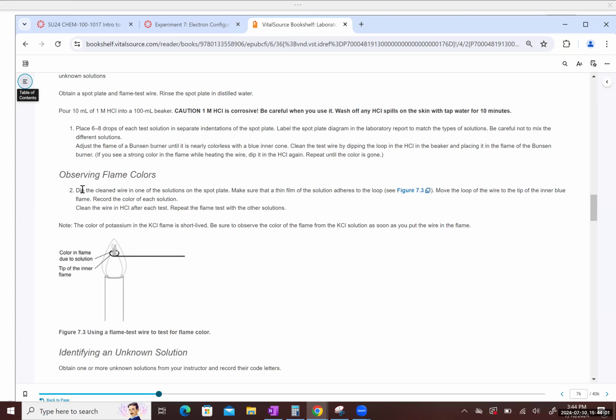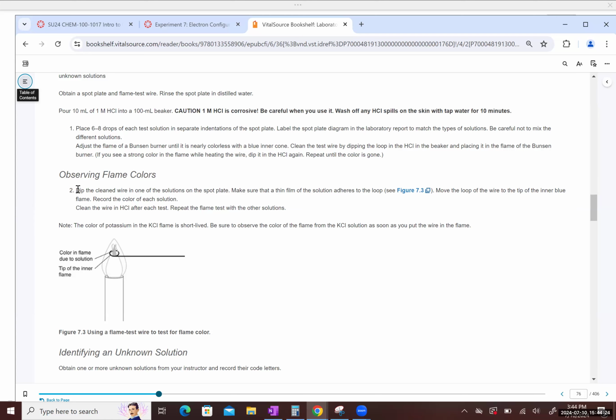So in this case, we take the cleaned wire, we dip it into one of our metal ion solutions, and then we place that metal ion solution into the flame. We'll observe the color of the resulting flame, and we can use this information to assign and determine the identity of a metal ion in a solution.